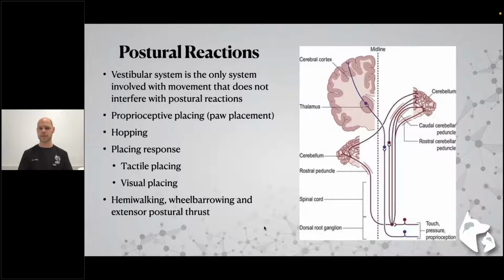So there are different ways that we can test postural reactions. There's proprioceptive placing, so that's your paw replacement, where you're supporting the animal, flipping the paw over, and they should immediately correct that.